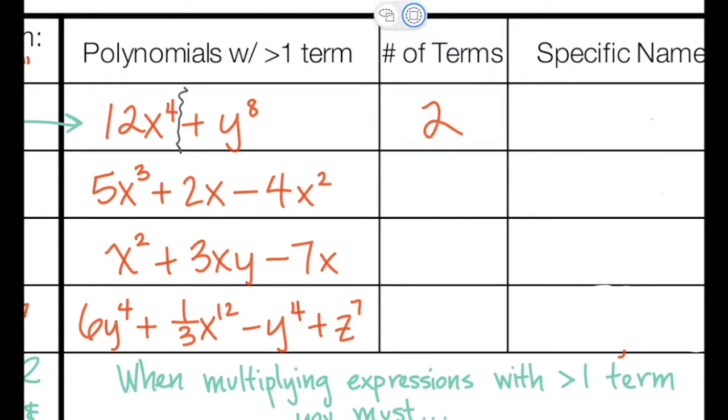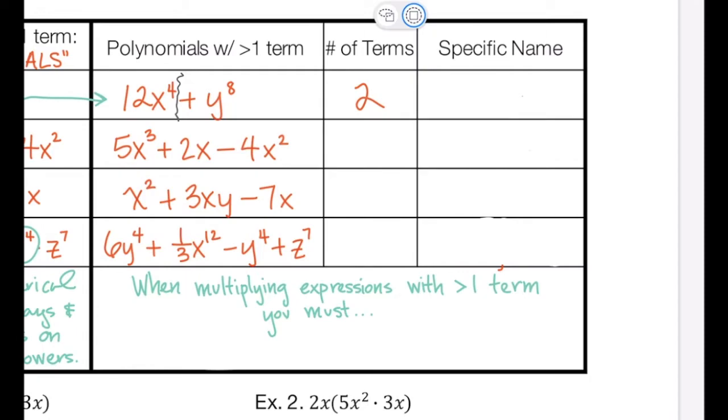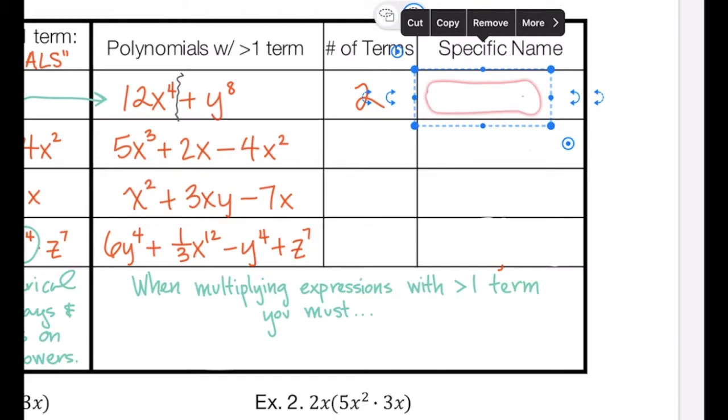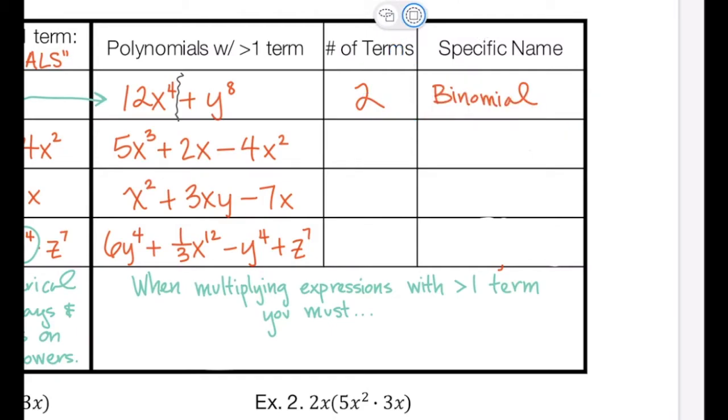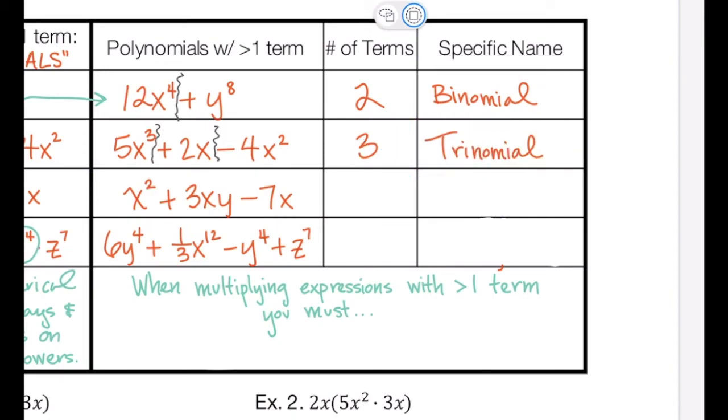It's 2, and there is a specific name for a polynomial with 2 terms. You can think about something that has 2 wheels being called a bicycle. So something that has 2 terms is called a binomial. For that second example, again, let's look at our separation between terms. We're looking at those addition and subtraction signs. So there's a separation here, and there's a separation here. How many terms do we have? We have 3 total terms. And again, think about something that has 3 wheels being called a tricycle. So a polynomial with 3 terms is a trinomial.